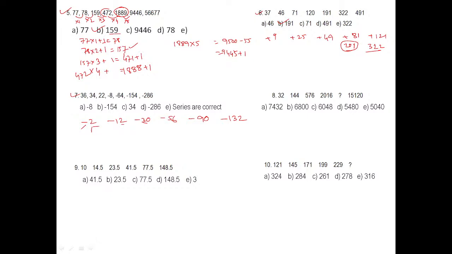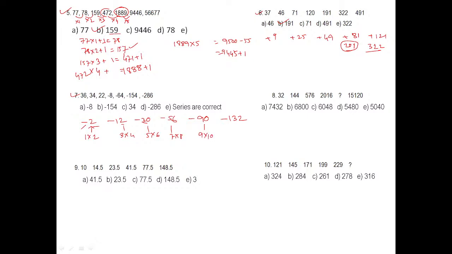See, this is a very specific and very interesting logic. Can we write 2 like 1 into 2? This is 3 into 4. This is 5 into 6. This is 7 into 8. So consecutive two numbers, starting from 1, get multiplied in each of these differences.